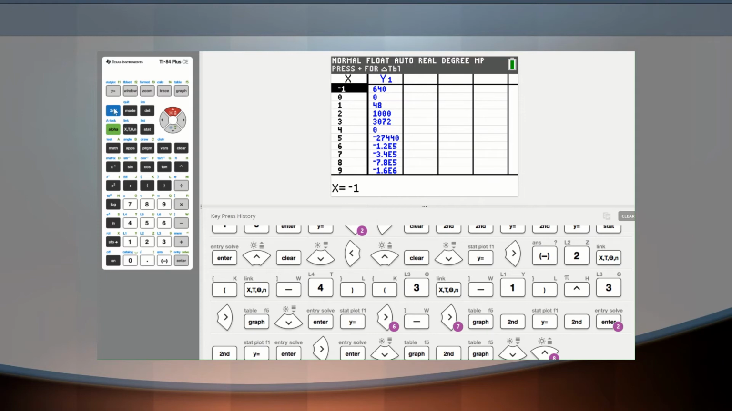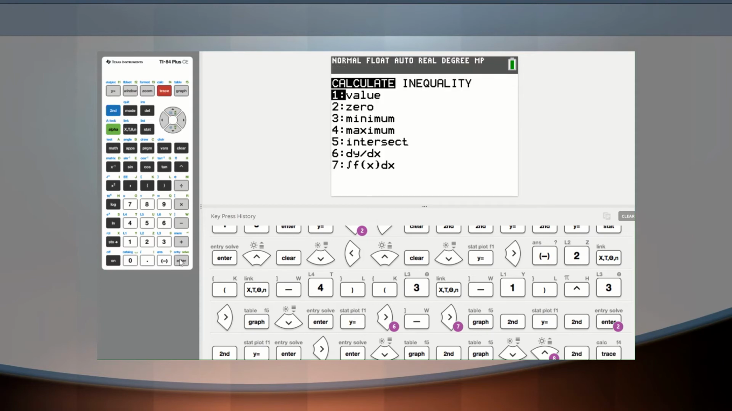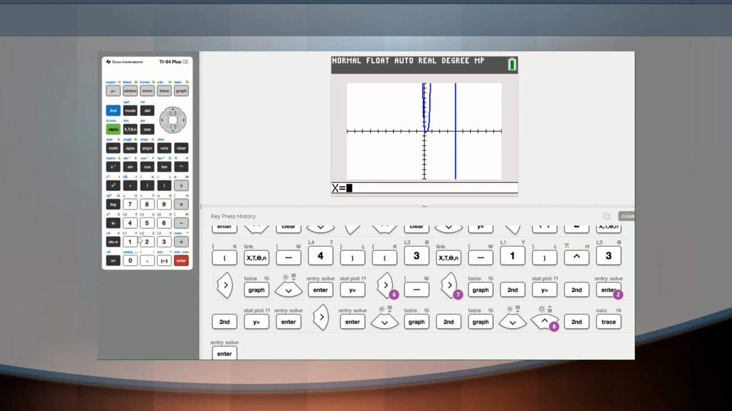Well, let's go in and see what's the value of y if x is 1/3. So I hit second, trace, or calc. I'm going to go with the value. And I'm going to say, how about when x is 1/3? What's y going to equal? And it should come up 0. And shazam, it does. So we had a 0 at x equals 0. We had a 0 at x equals 1/3 with a multiplicity of 3, and x equals 4.